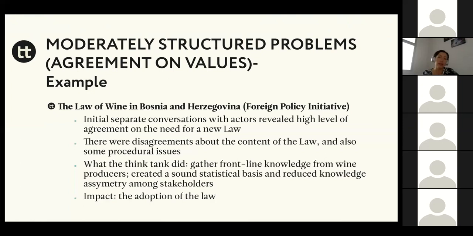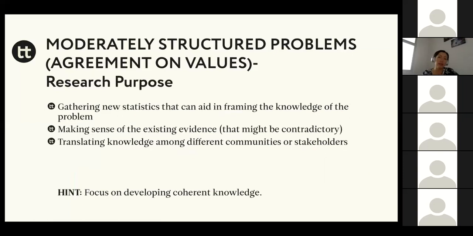And so what this example sheds light on is the importance of this knowledge. When there is already agreement on values, it's also very important to focus on the knowledge required, and in those cases, the think tank can have a very strong, very direct impact on what can be achieved. So what can be the research purpose in this case?